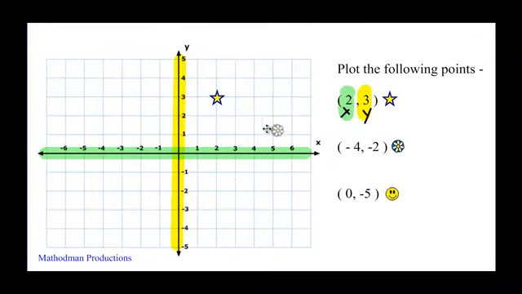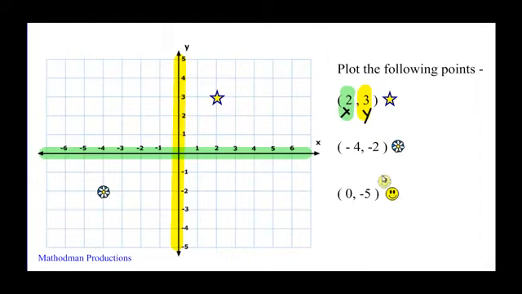Plotting our second point, let's start with the flower. Once again, the first number tells you where to go along the x-axis, -4. This time I'm going left because it's negative. -2 tells you where to go along the y-axis. So since it's -2, I'm going down this time. Now that I have both movements, that's where I plot my point.